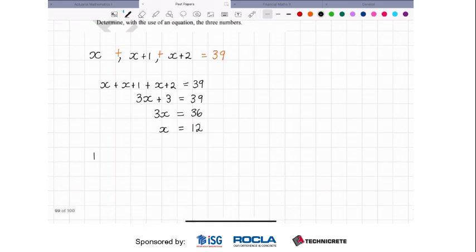Right, so the first number was 12, the second number was 13, and the last number was 14. And you can check to make sure that you got the right thing. So 12 plus 13 is 25, and 25 plus 14 is 39.